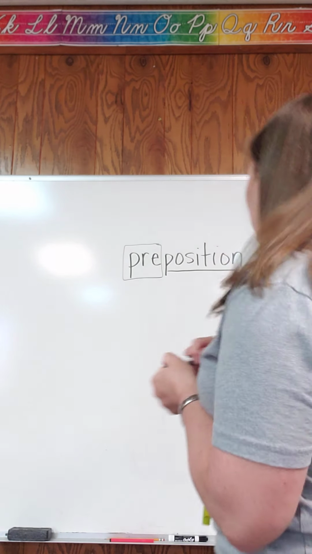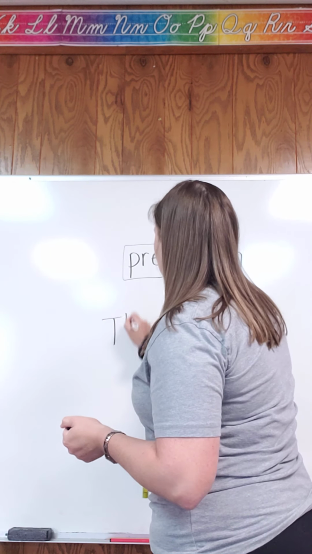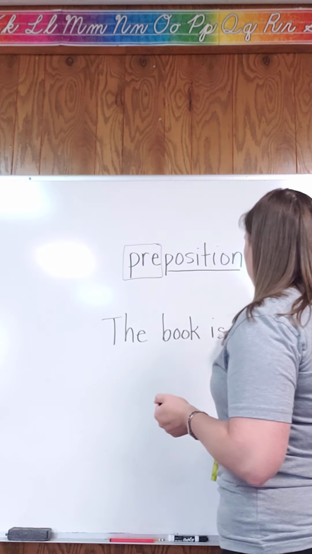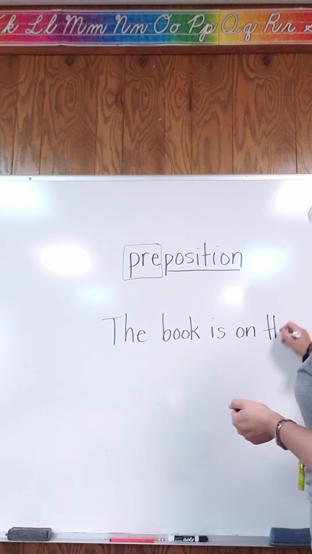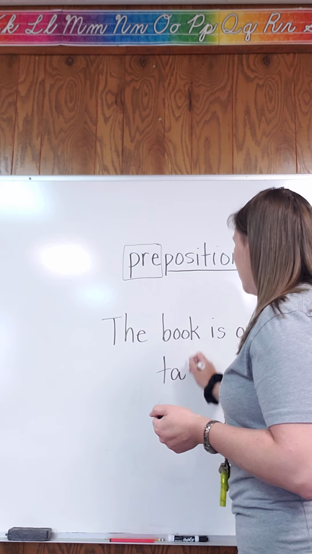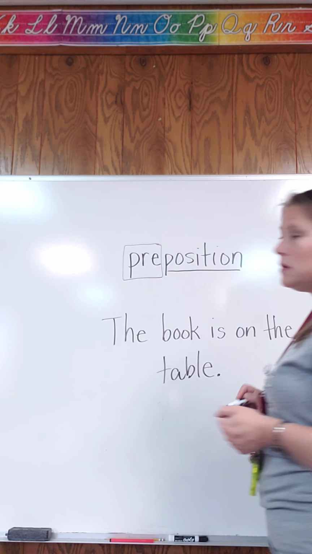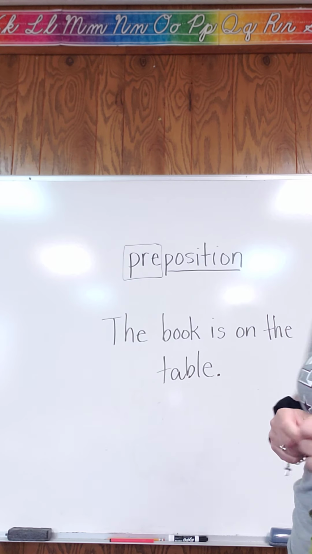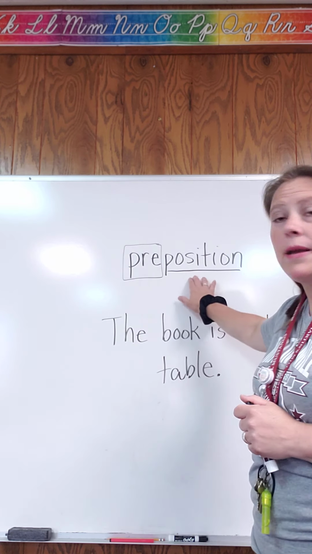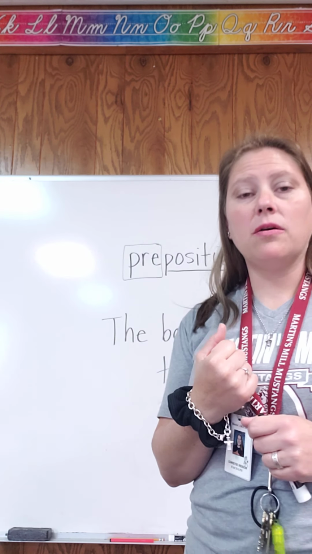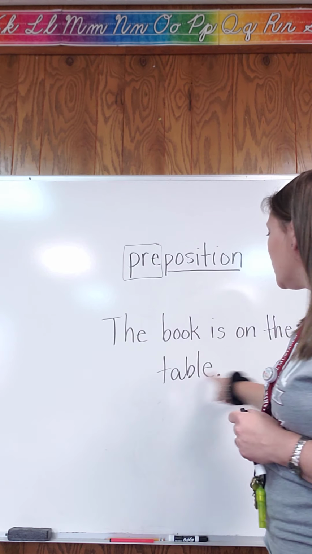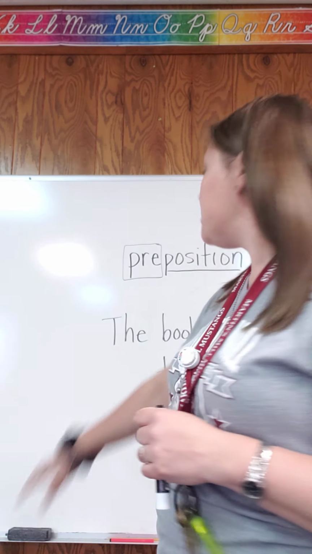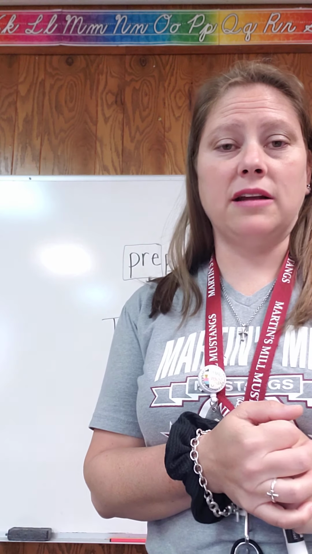Now, let's take a look at the sentence. The book is on the table. The book is on the table. Based on what I just discussed about a preposition and what a preposition tells us, pause the video here and see if you can figure out which word in this sentence is the preposition that tells us the position of something. So just pause that there and see if you can figure it out.